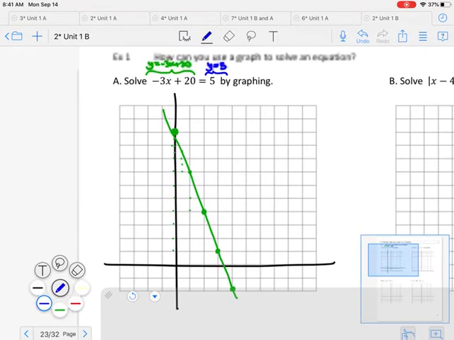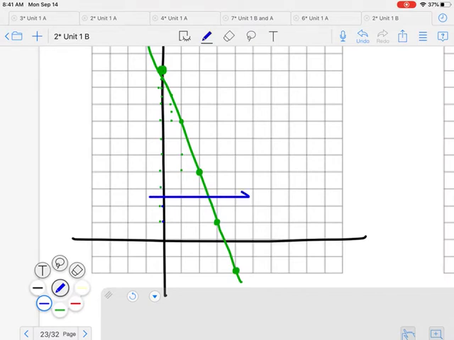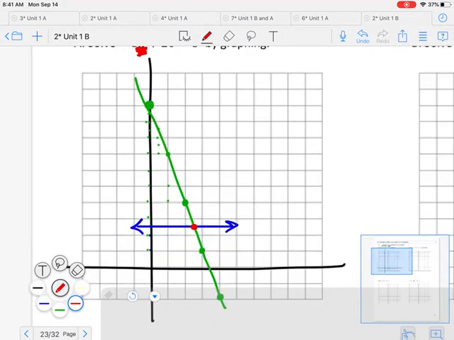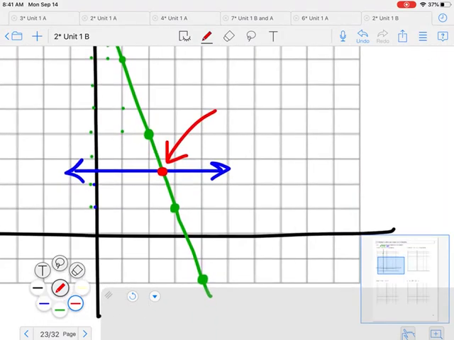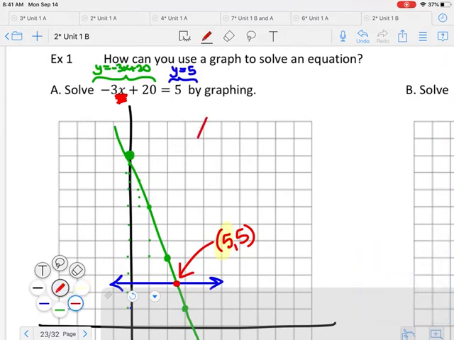And the other line, y equals 5, horizontal through 5. So we're just interested in where these two are crossing each other. And remember, we're solving for x, so it's the x value of that point that I want. This point is over 5 and up 5, so that ordered pair is 5, 5. But it's the x value that we want for our answer. x is equal to 5.